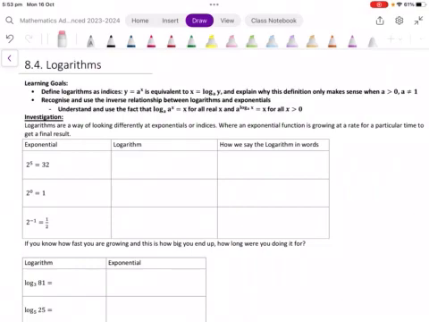So let's have a little bit of an investigation to start off with. Logarithms are a way of looking differently at exponentials or indices, where an exponential function is going at a rate for a particular time to get a final result. Now, if we look at our first exponential here, 2 to the power of 5 equals 32.